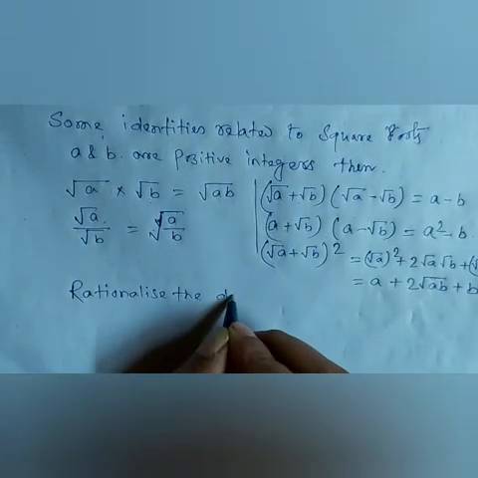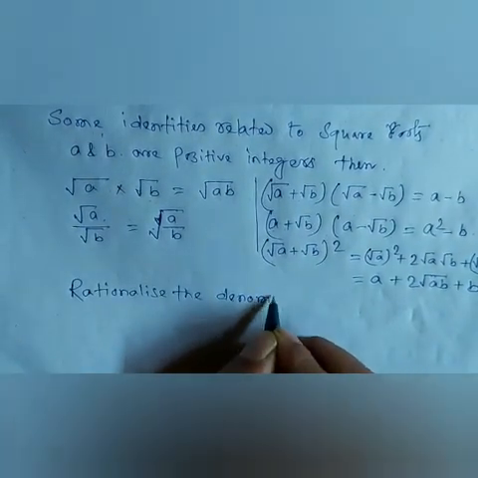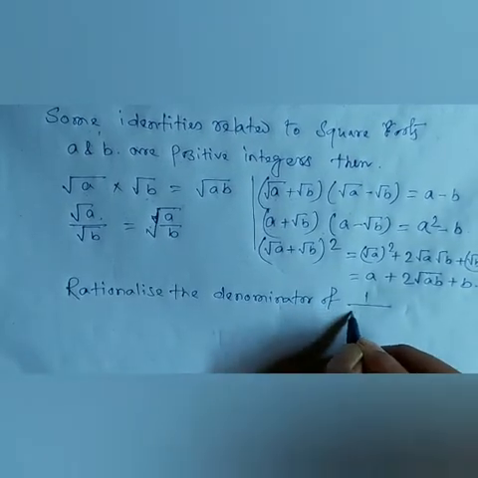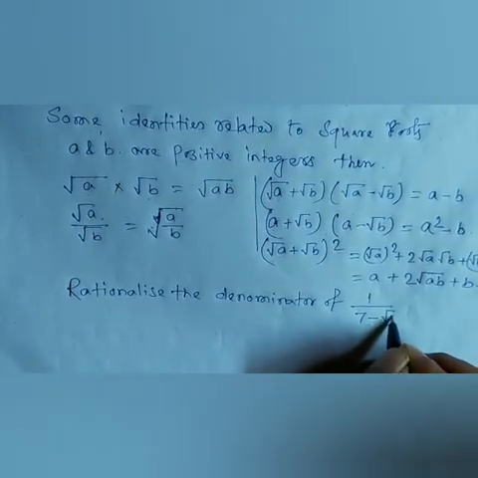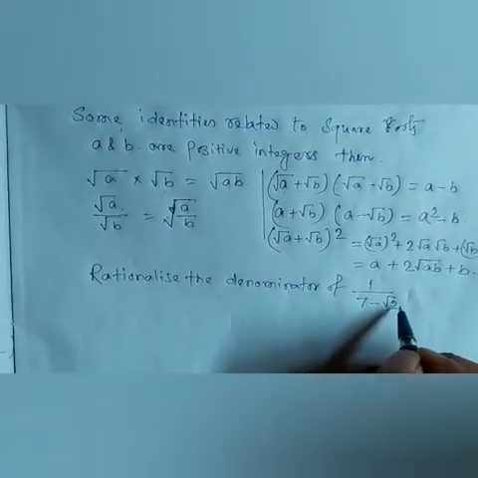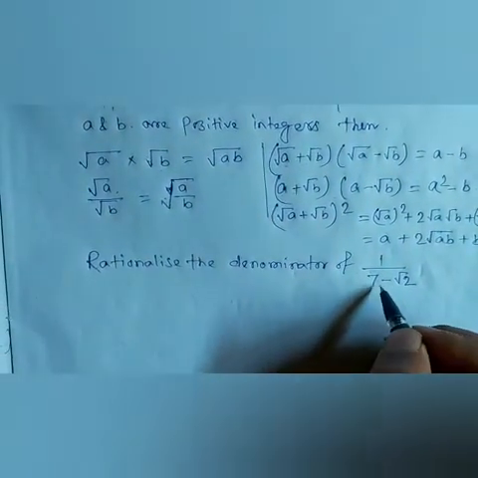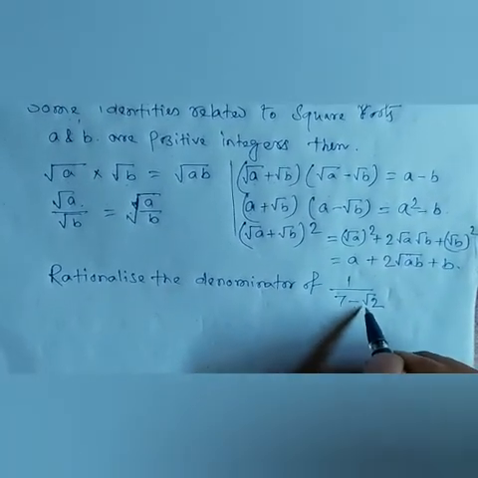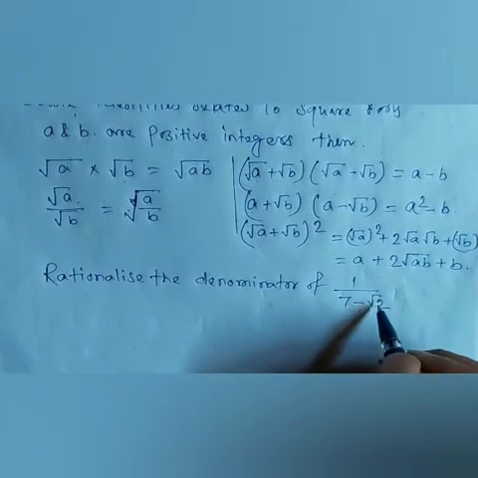Rationalize the denominator of 1 by 7 minus root 2. Rationalize the denominator means that the number in the denominator portion is 7 minus root 2. We have to remove the root number.